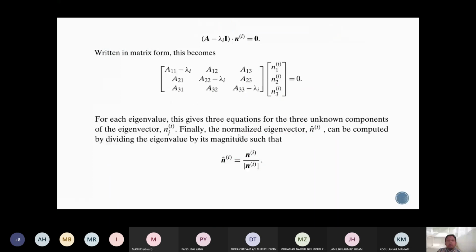So when you find lambda, then you can find the vector n by substituting back into the original equation. Okay, so later we will see an example of how to find lambda and how to find the vector n.